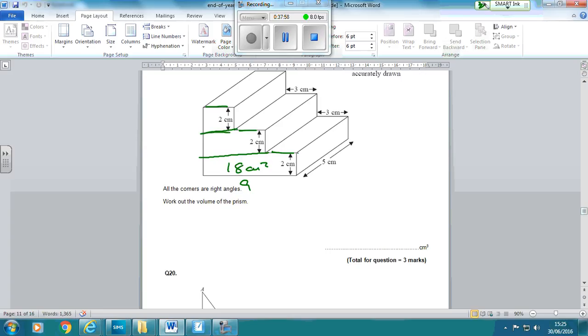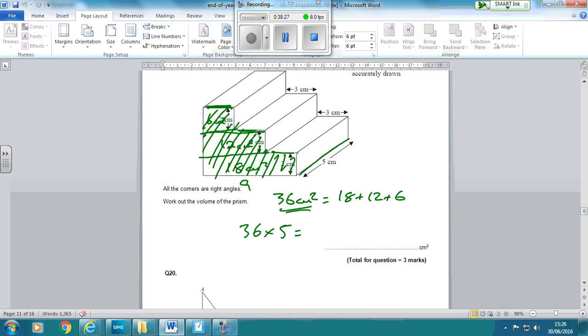This is 6 across, because you've got 3 here and 3 here. It's going to be 6 by 2, which is going to be 12 centimeters squared. And this here is 3 by 2, which is 6 centimeters squared. So if we add those together, that's going to be 36 centimeters squared. And we've got that by doing 18 plus 12 plus 6. That is the area of this shape here. Then what we're going to do is we're going to times that by 5. So 36 times by 5, and that equals 180 centimeters cubed. So again, the key thing there is to work out the area of the flat shape and times by how far back it goes.